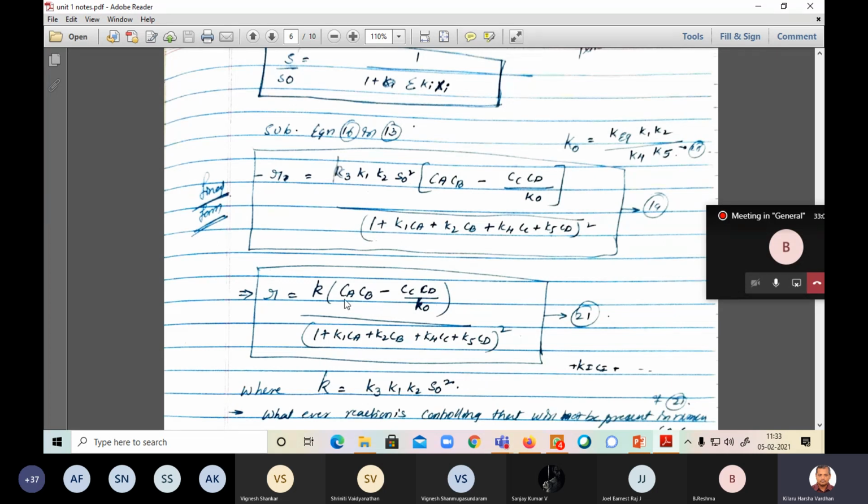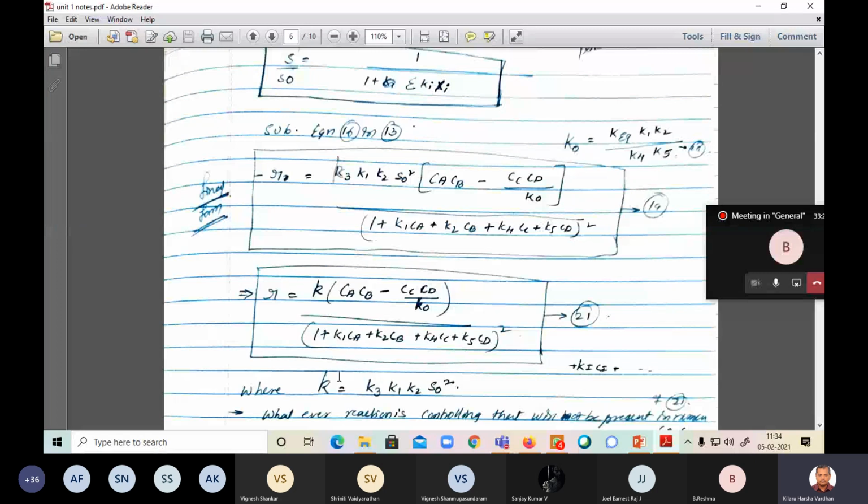Whatever are the reactants, they will come first. Whatever are the products, they will come second. There will be a negative sign, divided by 1 plus the sum of the entire thing, each term into its coefficient, whole square. So this is the generalized form of the equation.